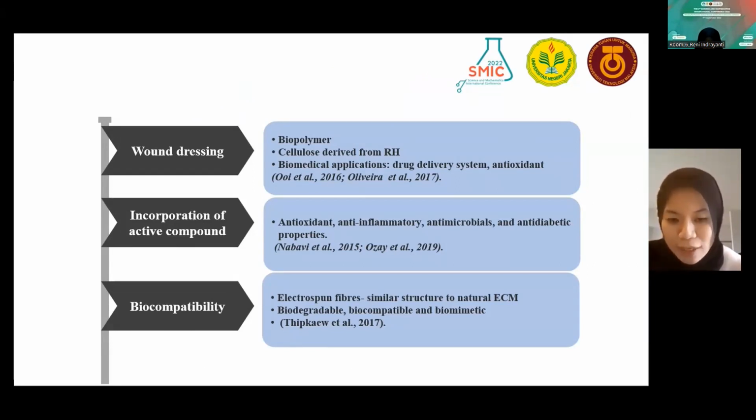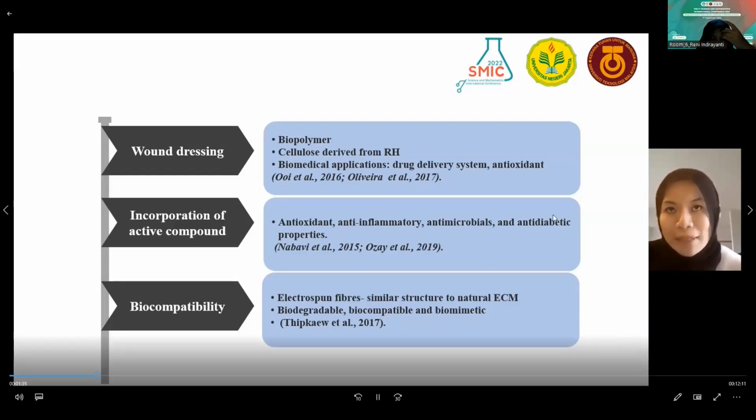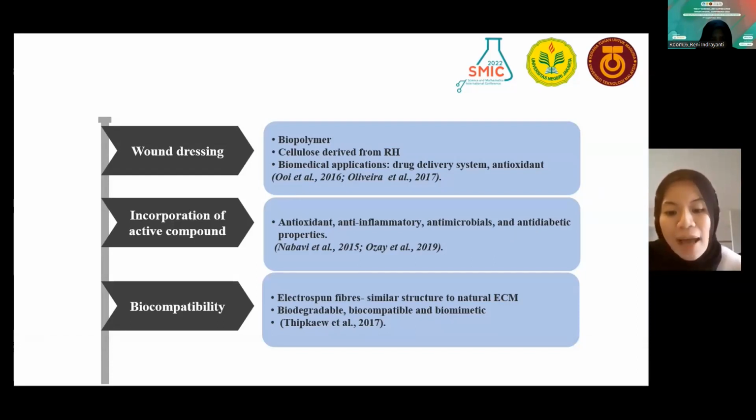Rice husk is a waste commonly disposed of by open burning, and various research has been done on the biomedical applications of rice husk, including in drug delivery as well as in tissue engineering. Incorporation of active compounds will assist in wound healing. An active compound, for example flavonoid, will be added due to its antioxidant, anti-inflammatory, antimicrobial, and anti-diabetic properties.